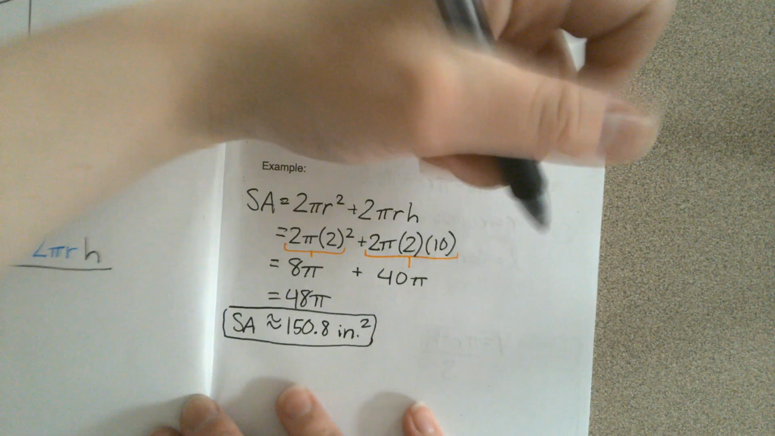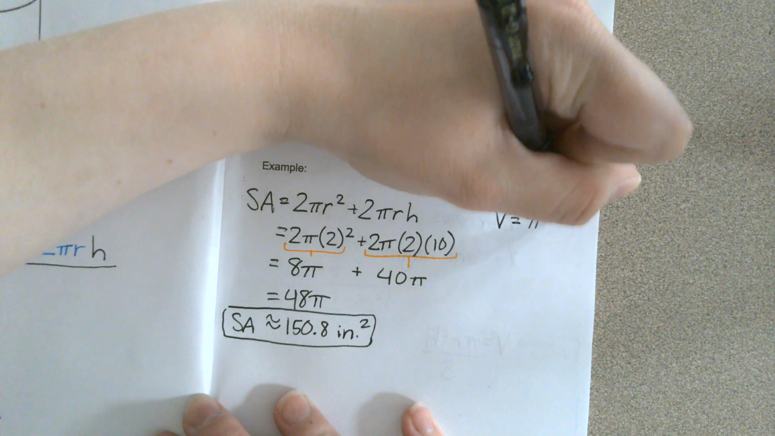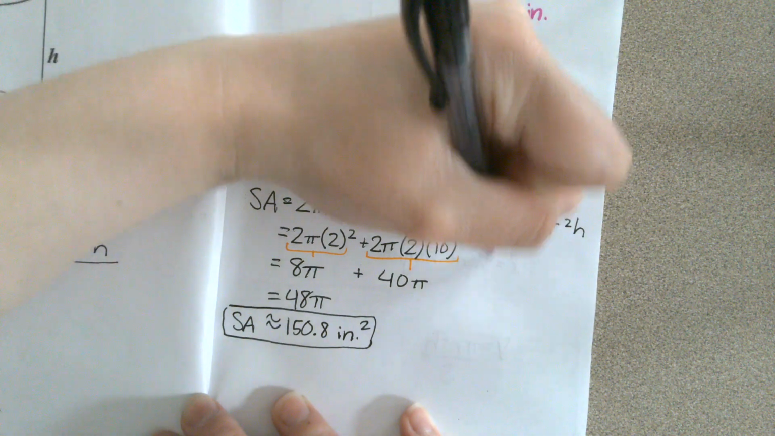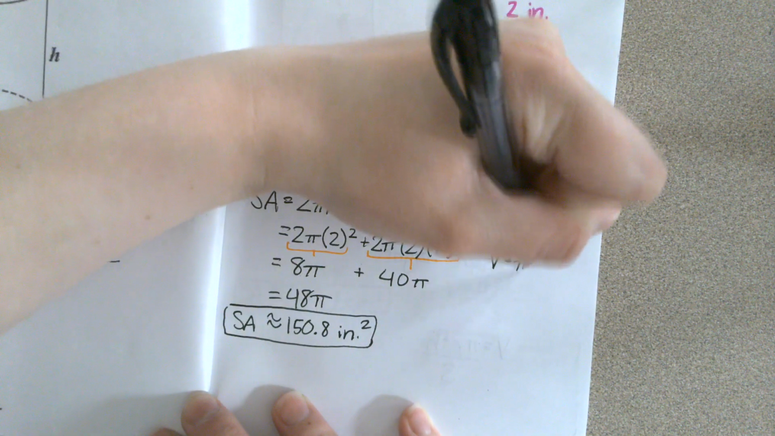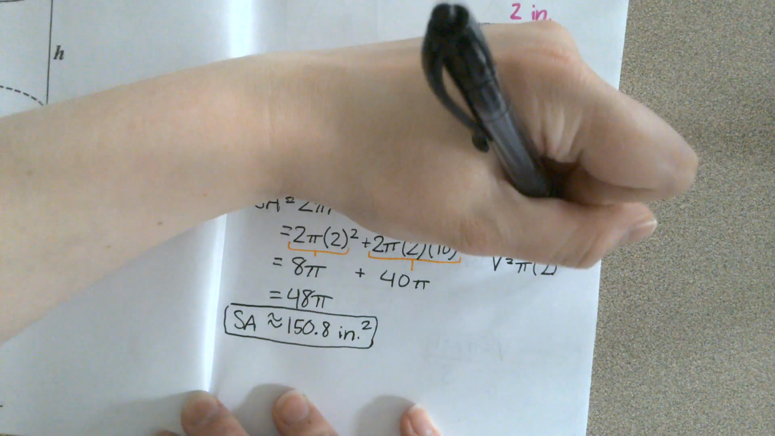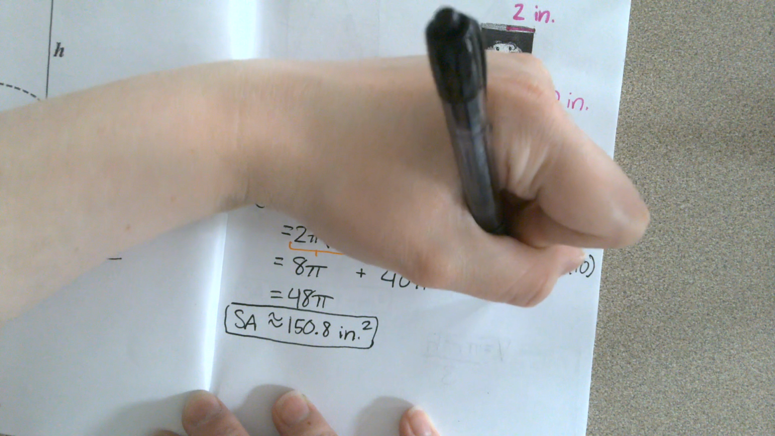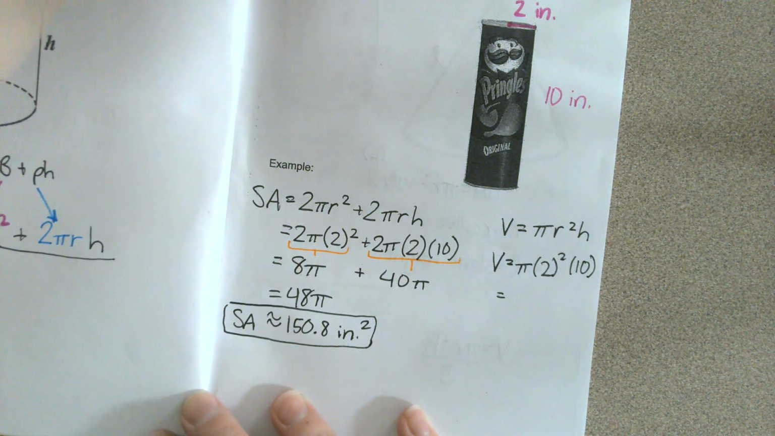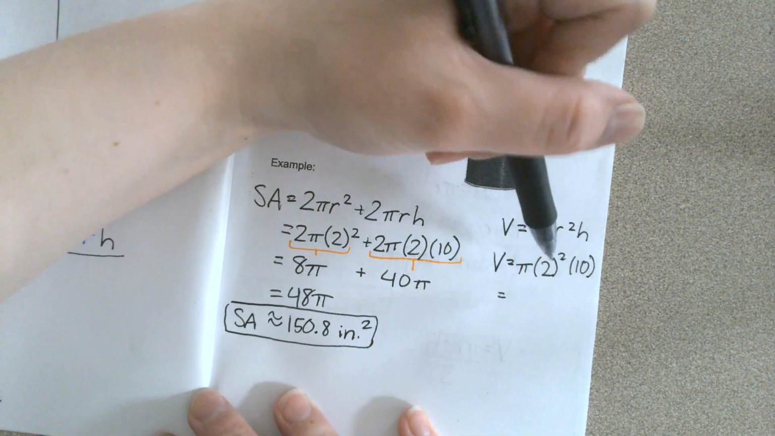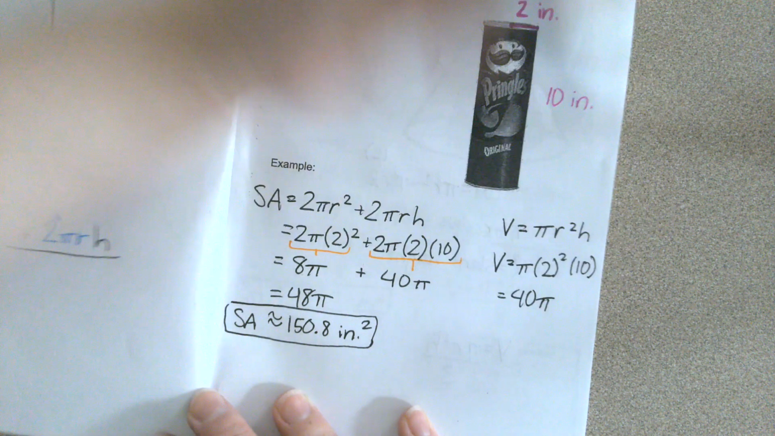Now let's take a look at volume. V equals, again, start with the general formula, no numbers plugged in, pi r squared h. Now we will plug things in. Pi r is 2, squared, h is 10. Make sure you're just carefully checking over your work. It's very easy to drop numbers, forget symbols, all those things. Simplifying, we have 2 squared, which is 4, times 10 is 40 pi.